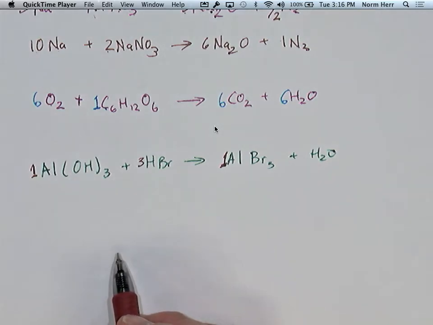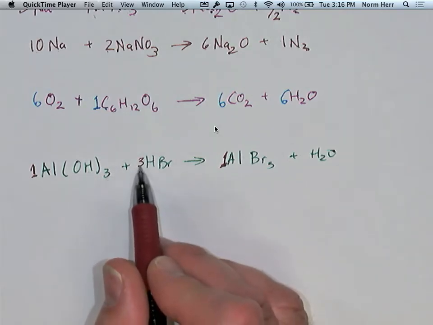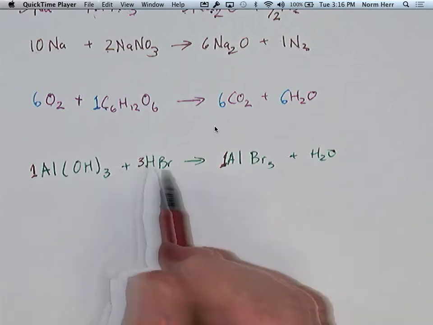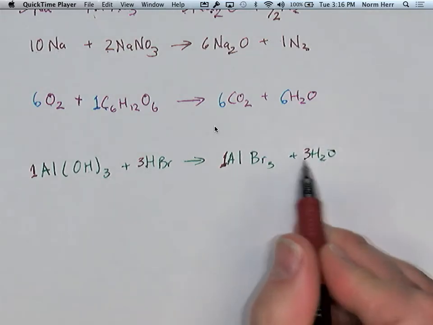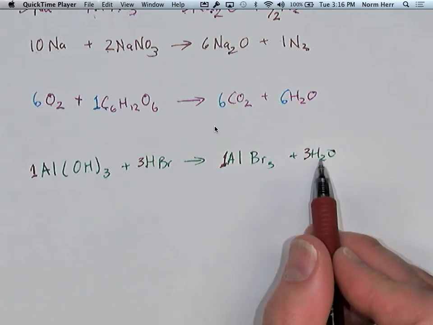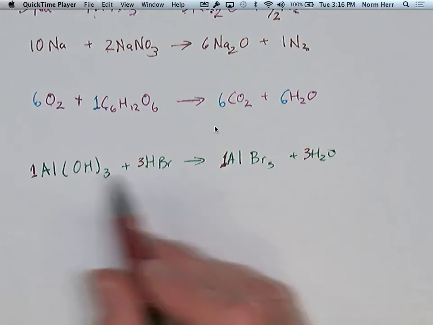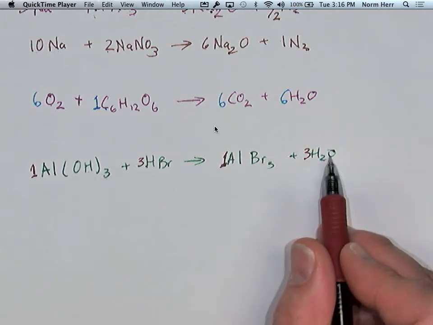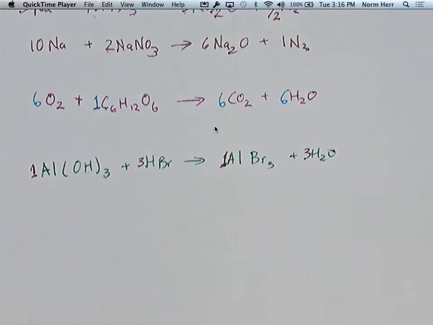Now we can work on the hydrogens and the oxygens. Let's take a look at the hydrogens. There's 3 times 1, so 3 hydrogens there, and 3 hydrogens there, so there's 6 hydrogens. The only place where hydrogen occurs here is in the water, so we need to multiply by 3 to give us 6 over there. Now there's 3 plus 3, 6 hydrogens there. The oxygen, there's 3 oxygens here, 3 times 1 is 3. And we can see, as before, that the aluminum and the bromine all balance out.